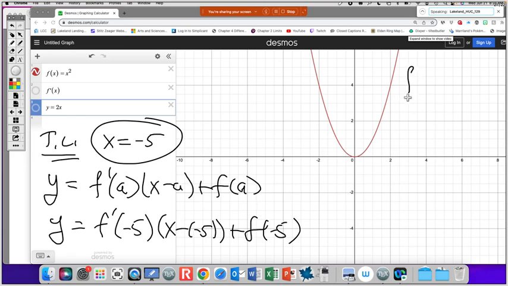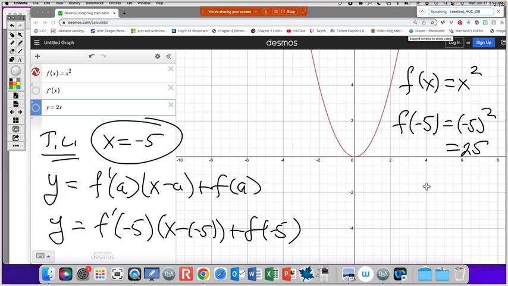So let's go through here. I've got my f of x. That's x squared. I need f of negative 5. And what's f of negative 5? 25. I need my f prime at negative 5. So let's see. Whoops. My f prime of x is 2x. My f prime at negative 5 would be what?